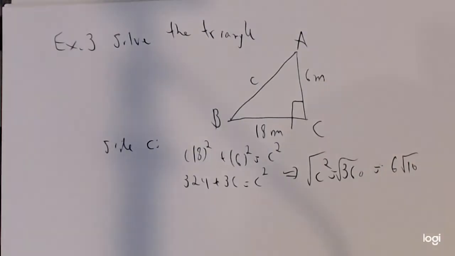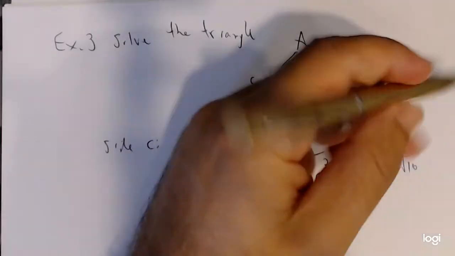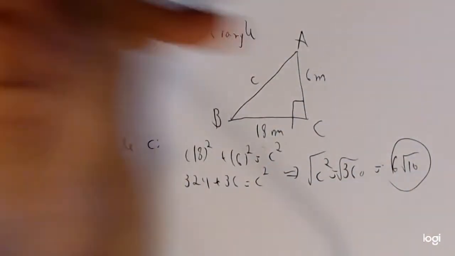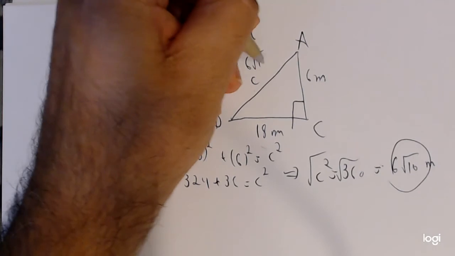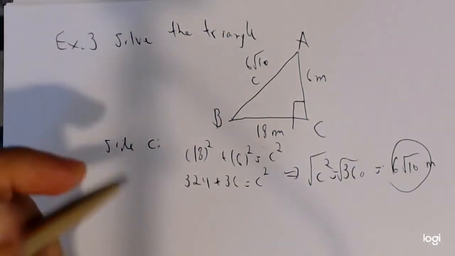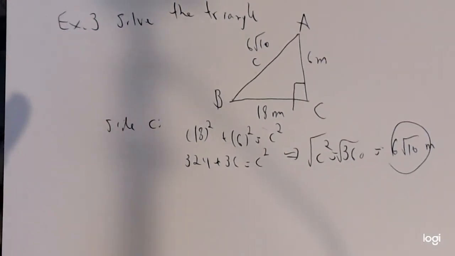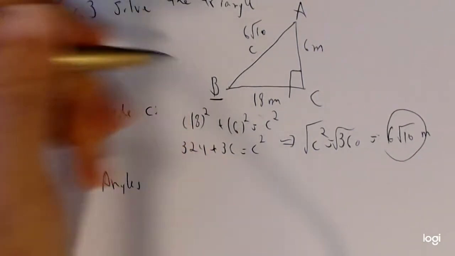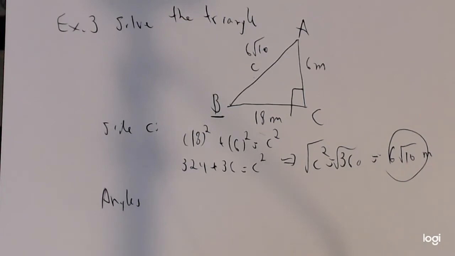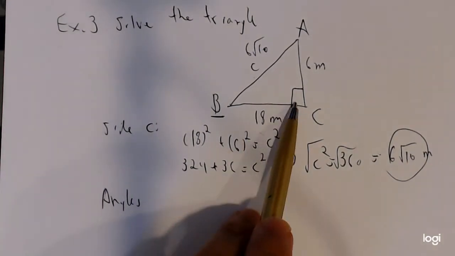Okay, so we just found C. So this is side C, and this is in meters. So that is 6 rad 10 now. Okay, now to find angles, let's first pick an angle to find. So let's say for the angles, I'm going to go after angle B. Now what's the problem here? Only one angle is given to me, which is this right angle.